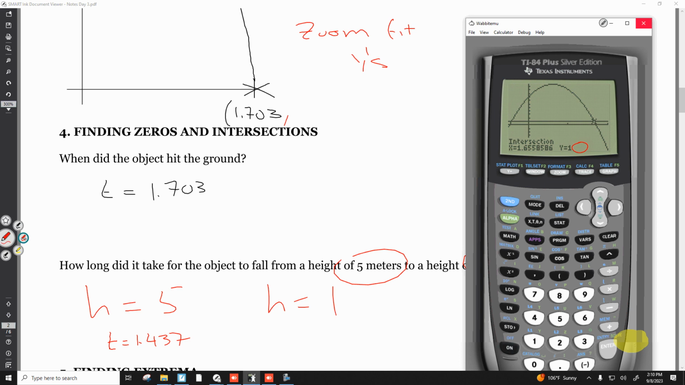Which one do we take versus? Well, let's think about the real world situation. Time is our x's, height is our y. So we want to start at a time of 0, typically. 1.655, I'm going to store that value in my home screen. Once you have those values stored, you can subtract them.